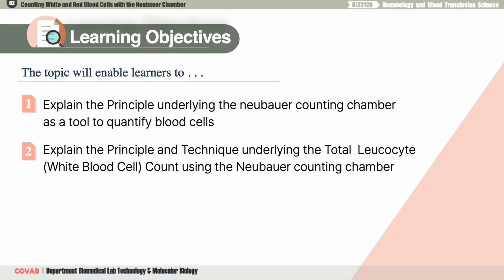The learning objectives. By the end of this topic, learners will be able to, number 1, explain the principle underlying the Neubaur counting chamber as a tool to quantify red blood cells. And the second learning objective is that learners will be able to explain the principle and technique underlying the total leukocyte count using the Neubaur counting chamber.